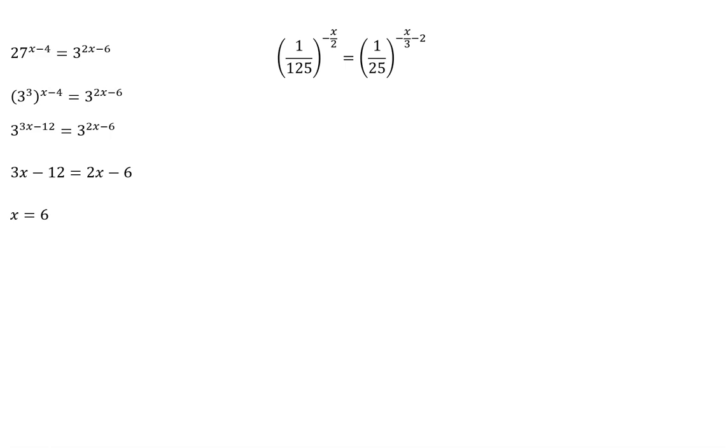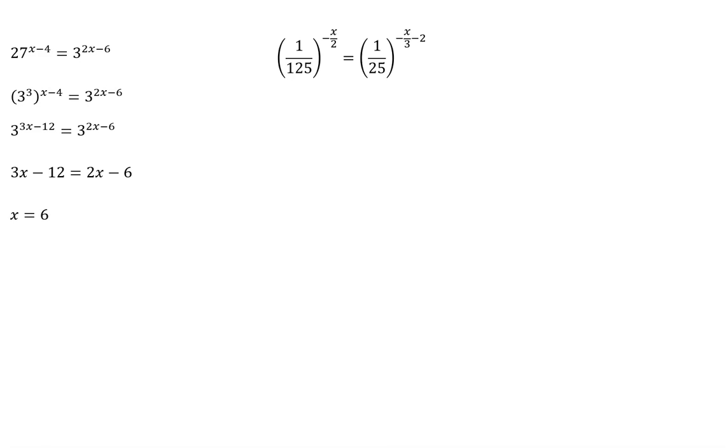Now, for this equation, 1 over 125 to the negative x over 2 equals 1 over 25 to the negative x over 3 minus 2. We have two expressions. We want to find a common base, something that I can take to a power and get both terms. Now, for 125 and 25, what is the common base? The common base is 5. I can't take 25 to a power and get 125, but I can take 5 to a power and get both terms. However, these are in a fraction, so how do I get the reciprocal?